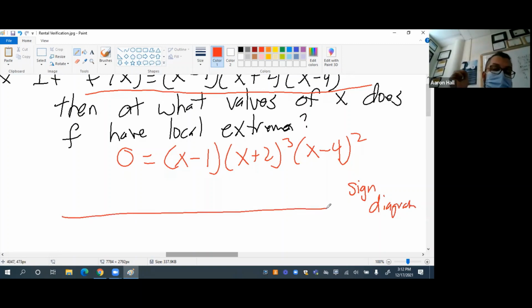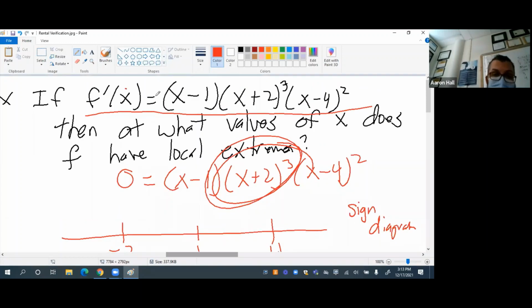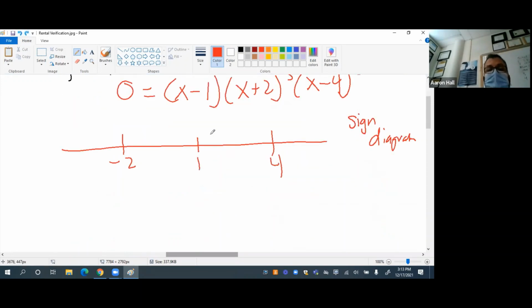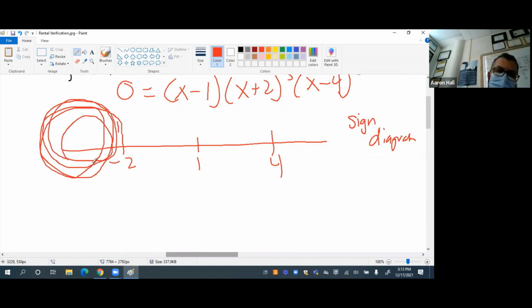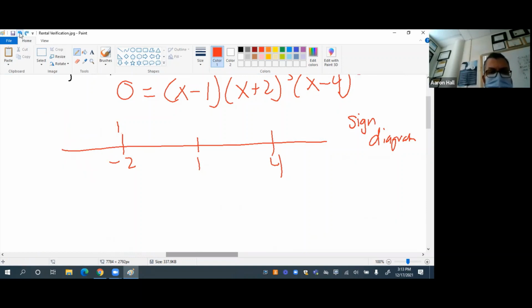What are my critical points for this sign diagram? Okay, 1. What else? -2. And 4. Those are the values that will give me 0 over here. So I have 0 equals 0, where my derivative indicates that I have a 0 slope, right? How do I know whether the graph is increasing or decreasing to the left of x equals -2? Give me an example.